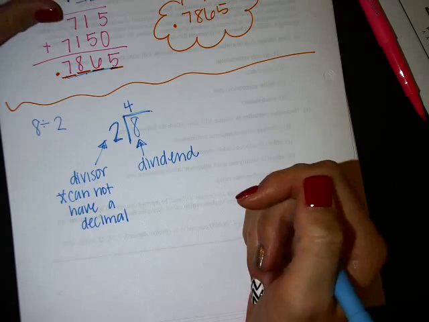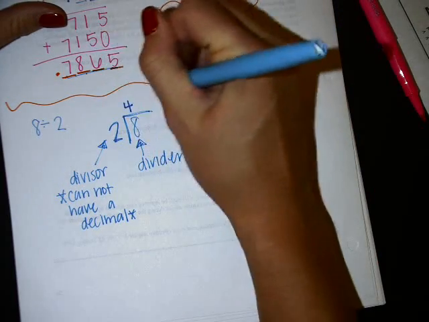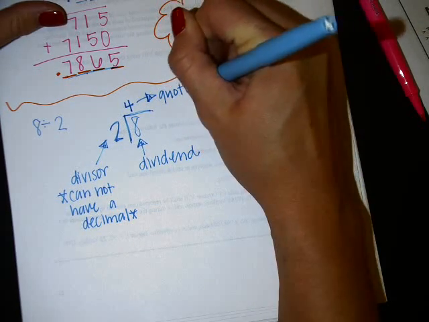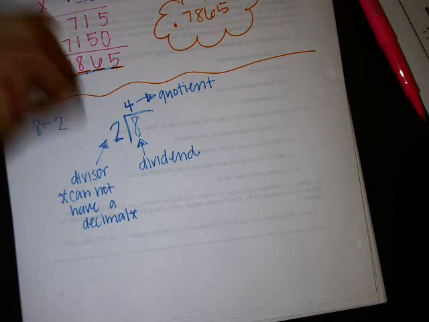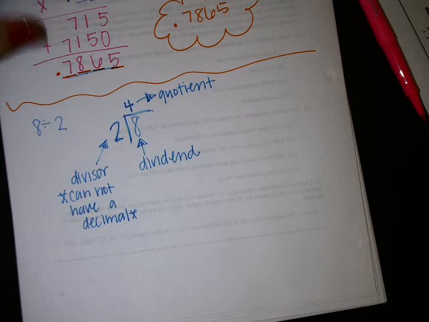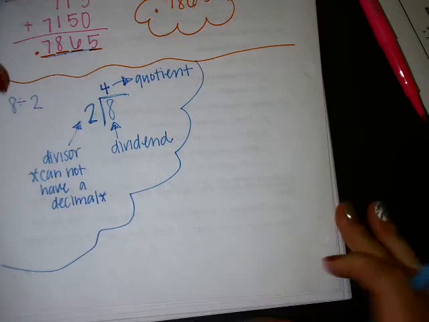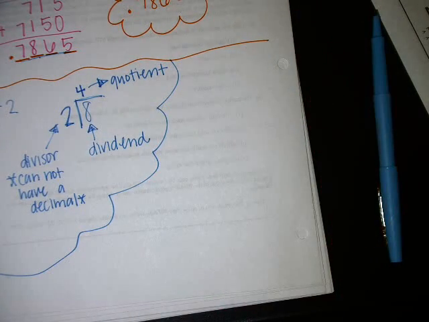And go ahead and put: can not have a decimal. There cannot be a decimal outside the house. Your divisor, whatever number is out here, cannot have a decimal. And then up here, this number, your answer, is the quotient. So have that, so when you're reading those steps and you wonder, the divisor, what, you know exactly where that is. Okay?